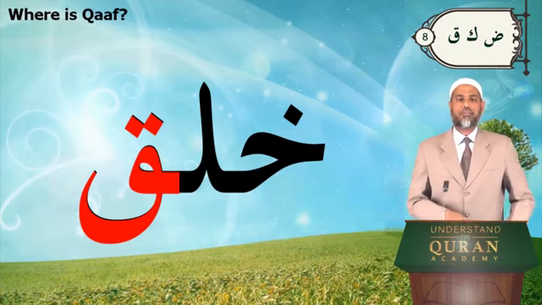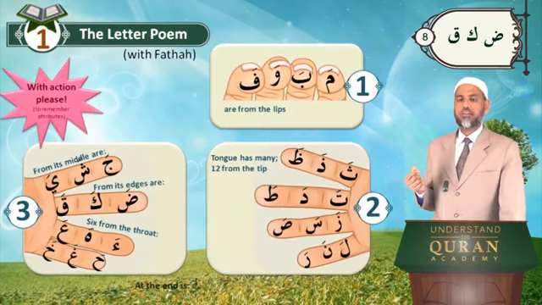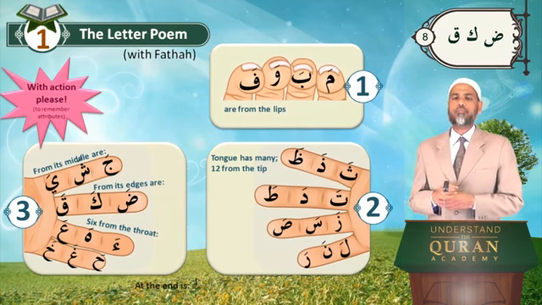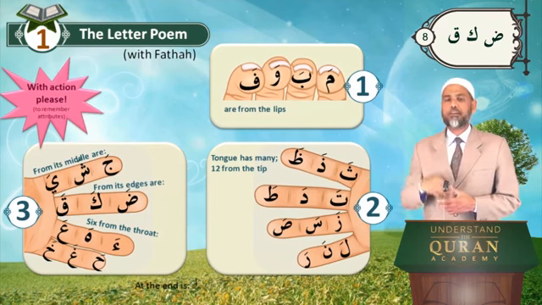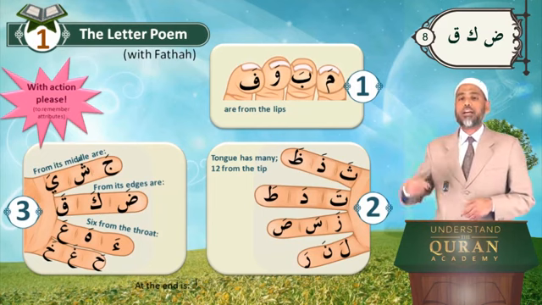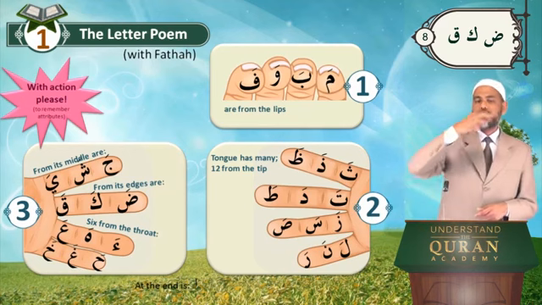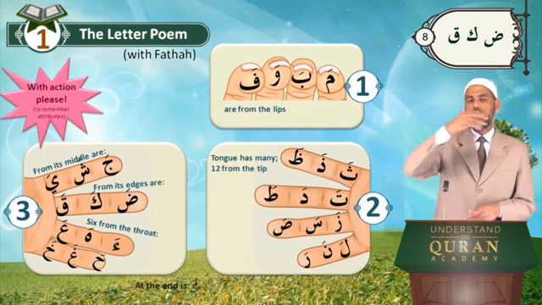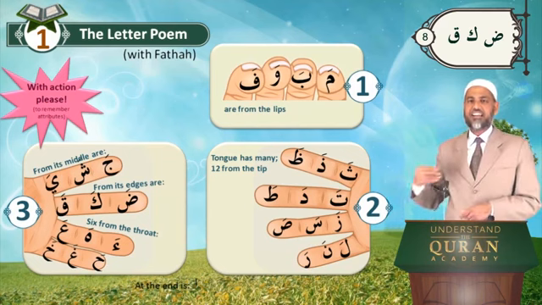Alright, so we have our letter poem ready. We are getting almost there, learning almost all the letters. So let's begin. Ma, ba, wa, fa are from the lips. Tongue has many, 12 from the tip: tha, dha, va, ta, da, ta, za, sa, sa, la, na, ra. Sorry, ra is just thick. La, na, ra.